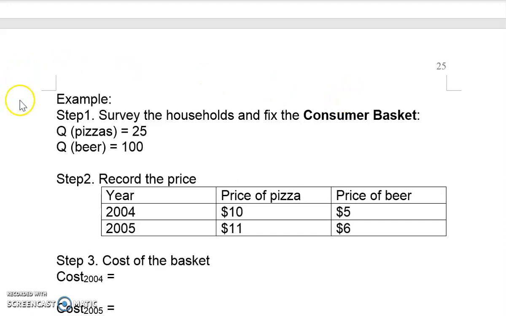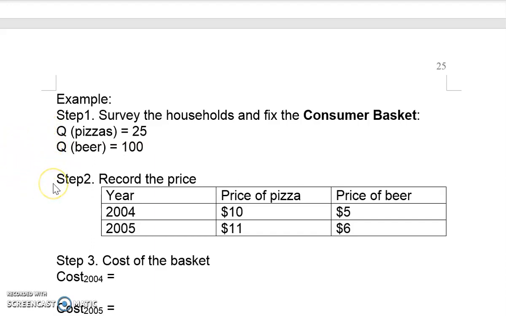There are thousands of items in the basket. I just want to pick out 2 as an example, to make life easier. Assume that the amount of pizza in that basket is 25 pizzas, and the beer that people drink is 100 cans. I just made up the numbers so it's easy to calculate. So let's assume that there are only 2 products in the consumer basket.